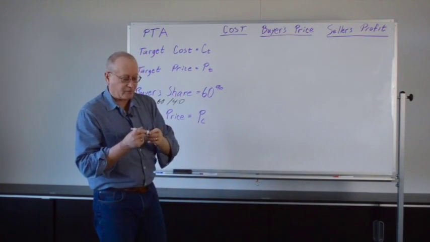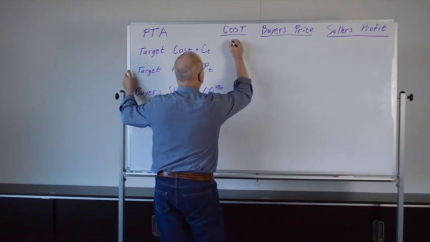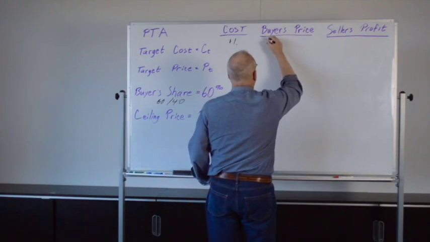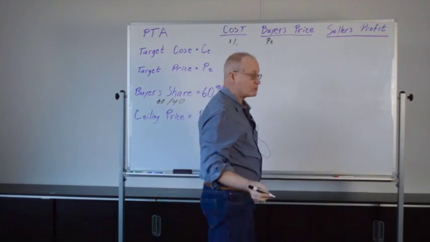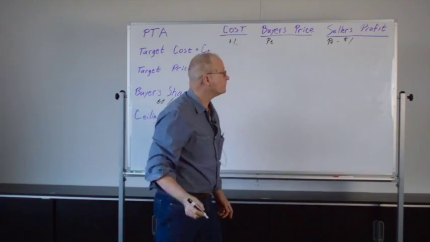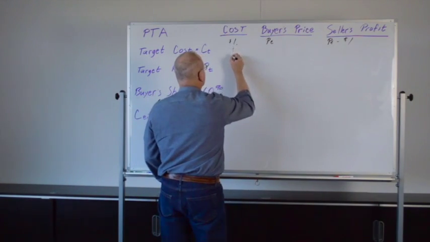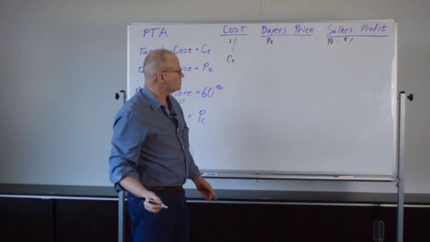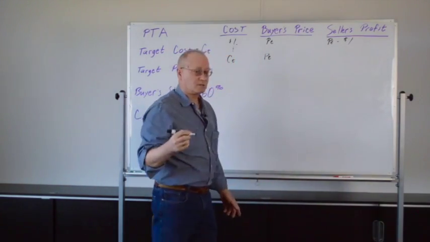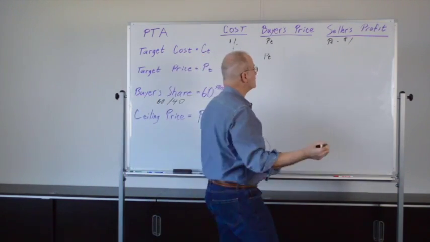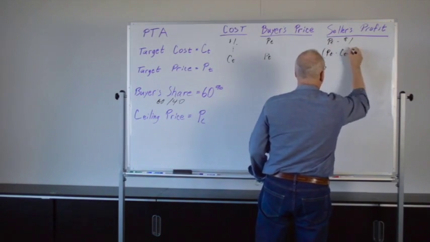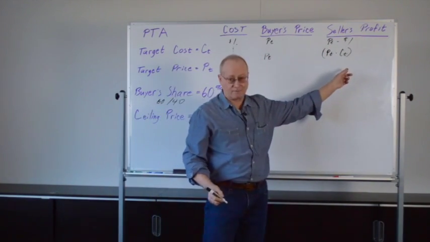So here we go. We have our first dollar of cost, and the buyer's price is going to be P sub T. The seller's profit is going to be P sub T minus the dollar. And this is going to continue up until the target cost. And here, the buyer's price is still P sub T, the target price. The seller's profit is P sub T minus C sub T, and you could call that the target profit.